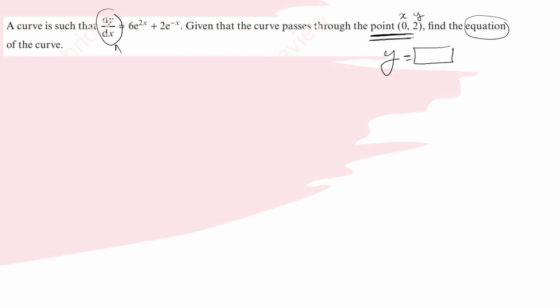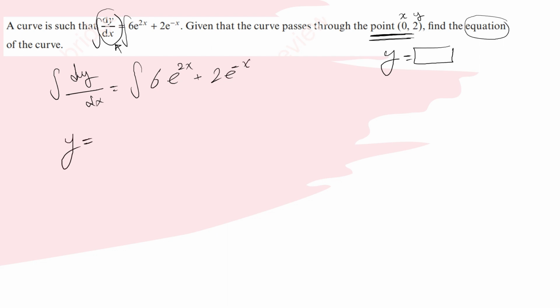So here it is already differentiation, and the opposite of differentiation means integration. So we will do integration for both sides, integration here and also here, to get y equal. Differentiation of y, integration of dy over dx, 6e power 2x plus 2e power negative x. Here this will be y, since they are reverse, and here with respect to dx, of course, because it says over dx.